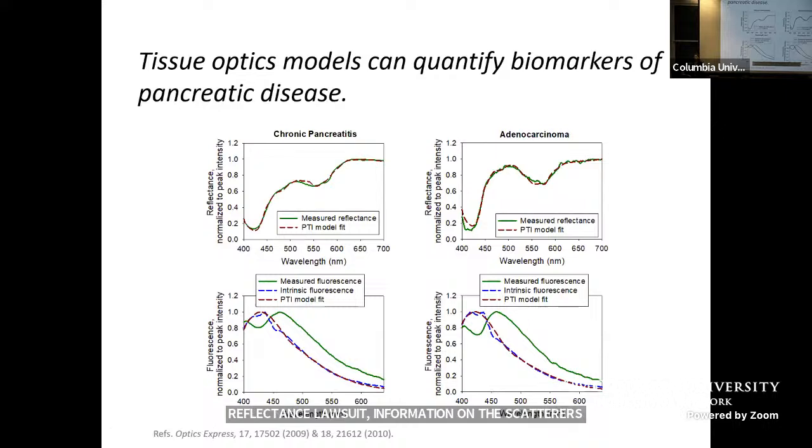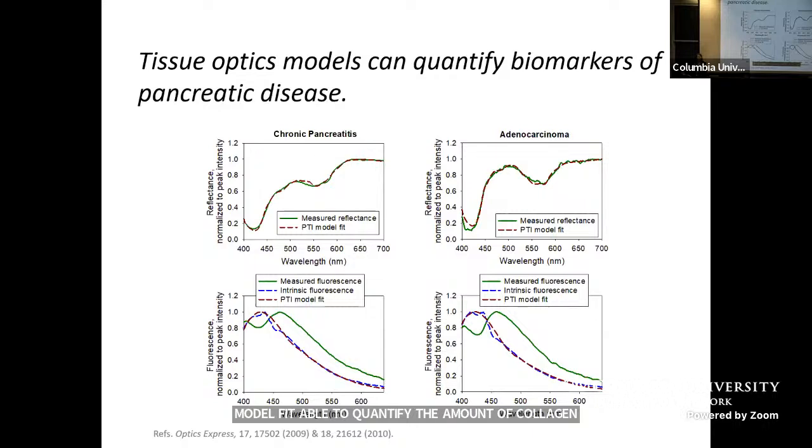We're also able to account for hemoglobin absorption, and we can use that then to correct the fluorescence that we measured, where that had that hemoglobin absorption artifact. And so here again, the measured fluorescence down at the bottom is in green. The model fit, the intrinsic fluorescence, once we correct for it, is shown in blue, and then the red is a PTI model fit. And so then we're able to quantify the amount of collagen in the fluorescence signal without being subject to the artifacts associated with hemoglobin absorption.